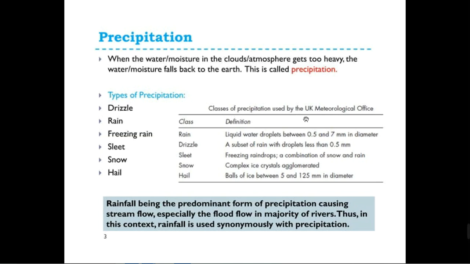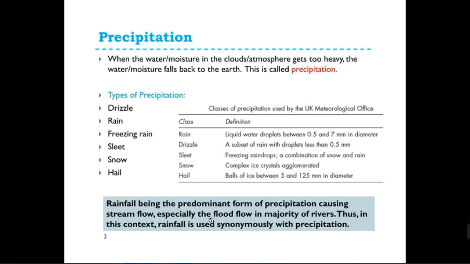Classes of precipitation used by the UK Meteorological Office. These are the definitions. Rain: liquid water droplets between 0.5 and 7 millimeter in diameter. Drizzle: a subset of rain with droplets less than 0.5 millimeter. Sleet: freezing raindrops, a combination of snow and rain. Snow: complex ice crystals agglomerated. Hail: balls of ice between 5 to 125 millimeter diameter.